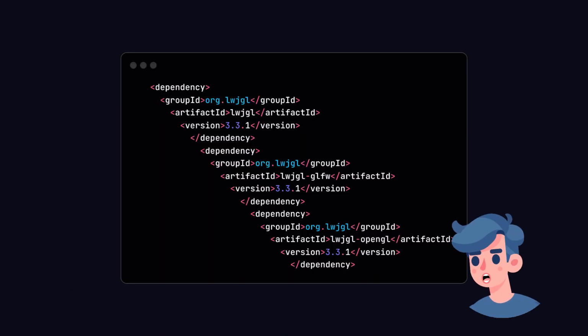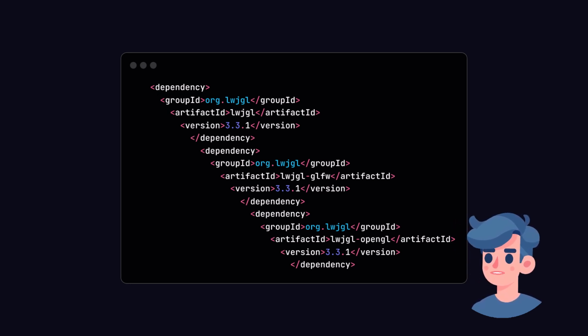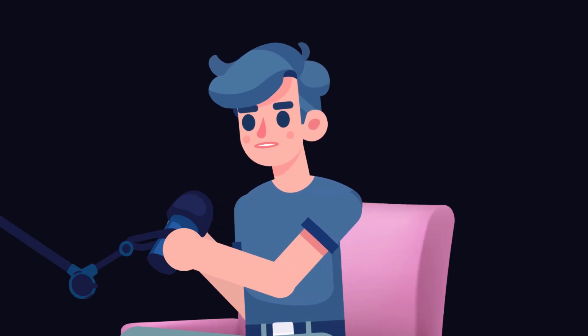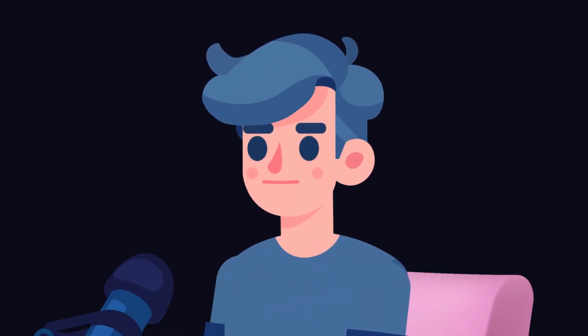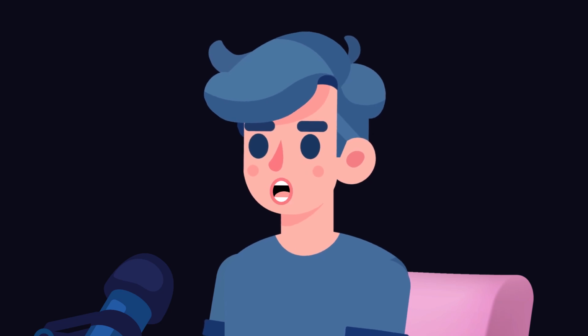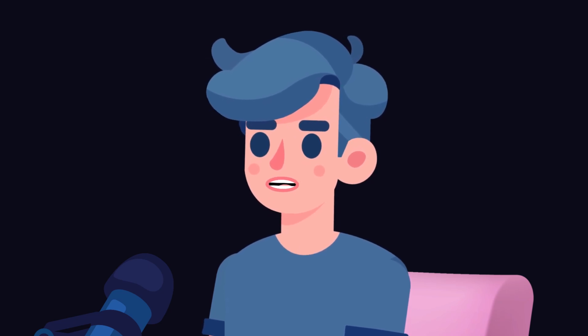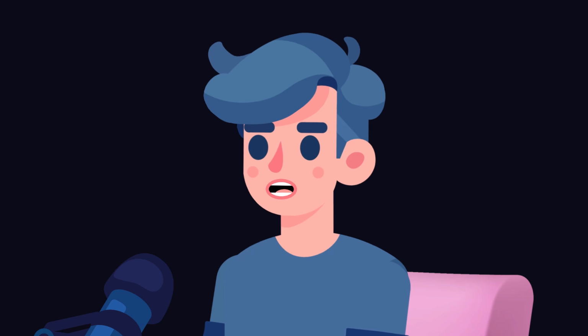Now let's add the LWJGL dependency to our pom.xml file. Open the pom.xml located in the root of your project and add the following dependency inside the dependencies tag. This code specifies the LWJGL version we will be using. Afterwards, ensure that your project is reloaded to download the dependencies. You can do this by going to the Maven panel on the right-hand side and clicking on the reload icon.